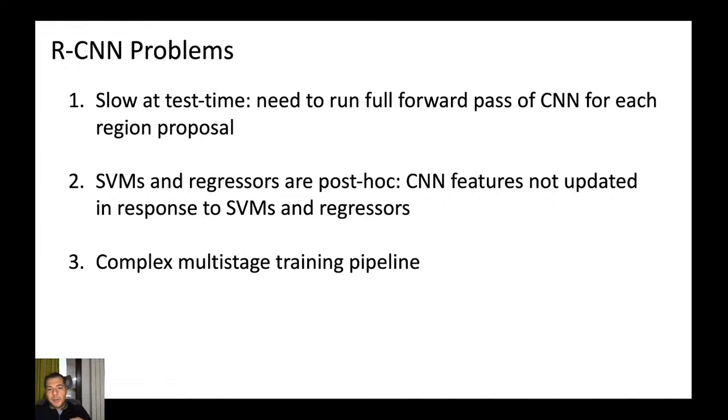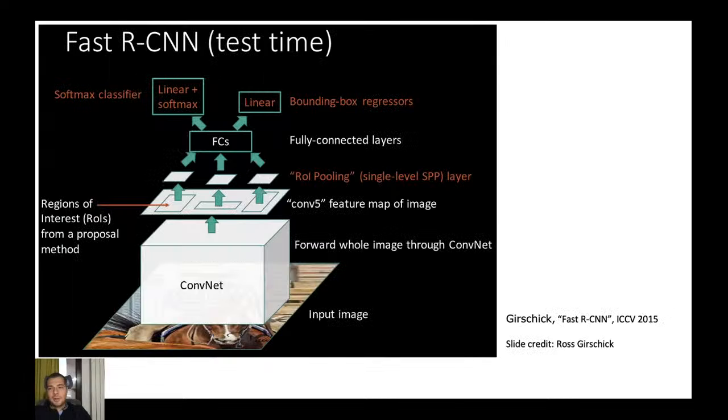Okay, and also the pipeline is quite complex. So we have the region proposal component, we have the pre-trained neural networks, and we also have the SVMs and the bounding box regressors that are trained independently. So the RCNN authors tried to propose this improved model in 2015, and this model is called Fast RCNN.